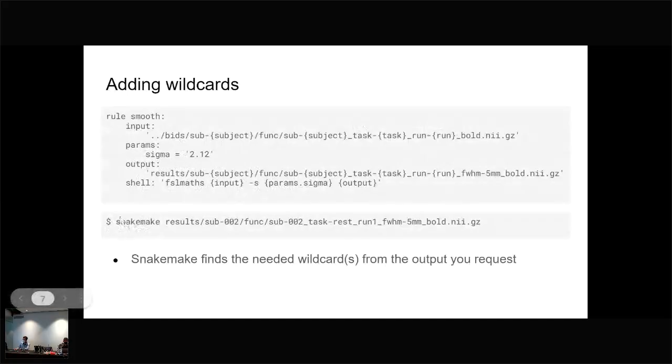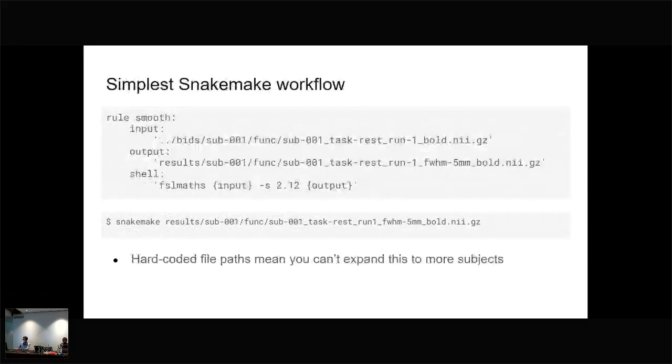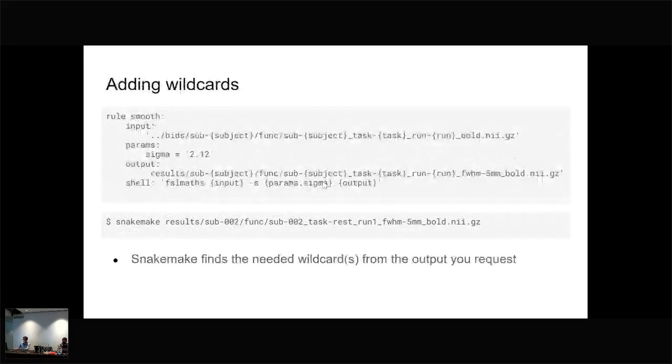The Snakemake call from the command line looks almost exactly the same, except you can specify any file that matches this wildcarded path. So anything that has a subject, a task, and a run that follows this path will be able to generate. This looks almost exactly the same, but we can use subject 2 instead of subject 1. What Snakemake does is look for some rule that satisfies this path, including all the wildcards, and then figures out from this path what the wildcards are, and generates your shell command. So this is already a lot more generalizable than what we started with.